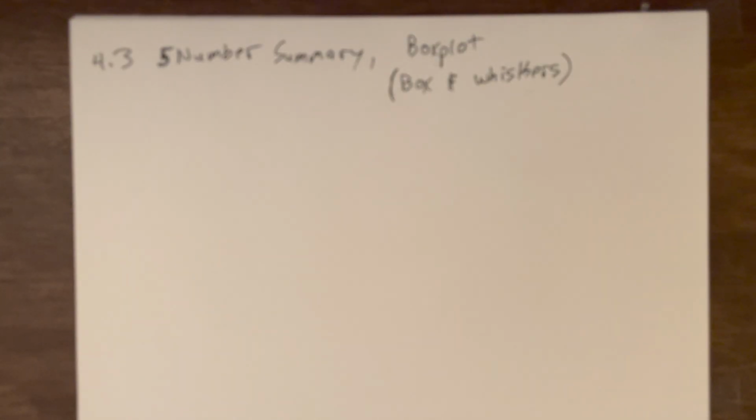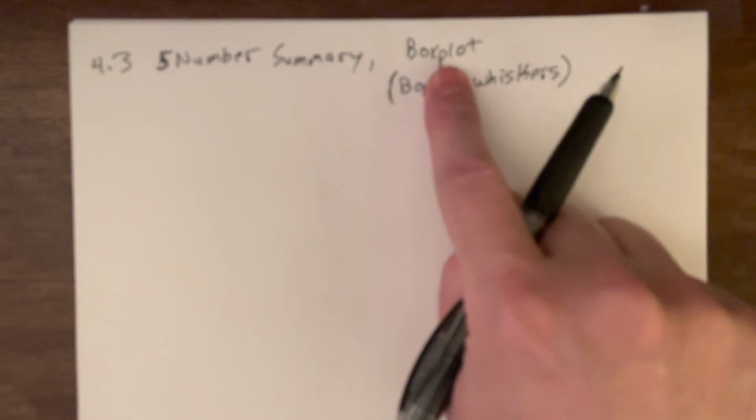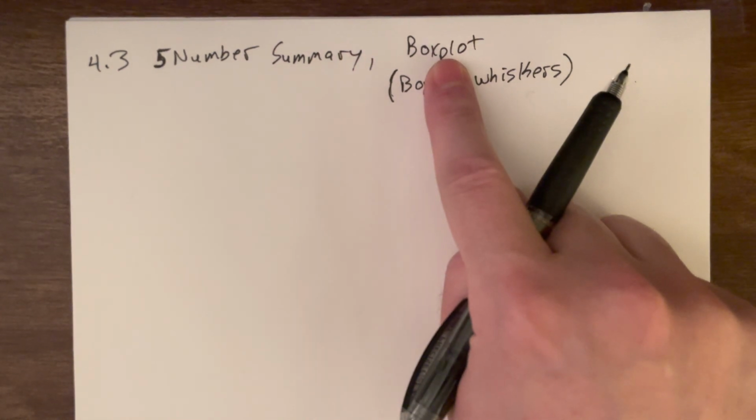In this video, we'll move into section 4.3, where we'll discuss the idea of the 5-number summary and what we also call a new display that we call a box plot.